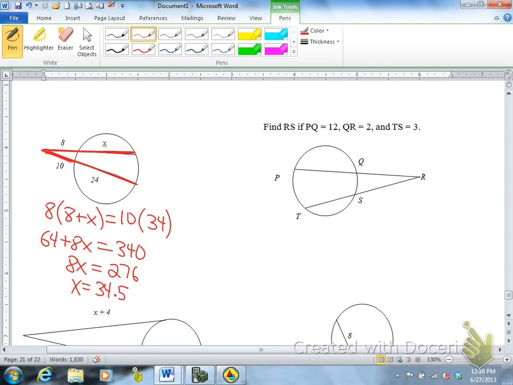On the next one, I want you to pause this video and see if you can label the circle correctly, label all the segments correctly, and then use that theorem I just showed you to solve for RS. Find RS. So pause this video.